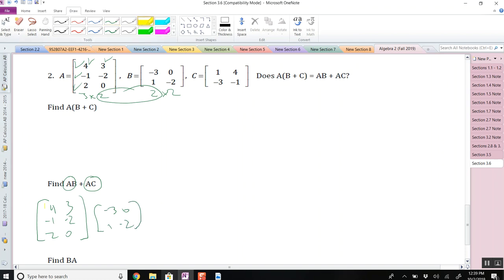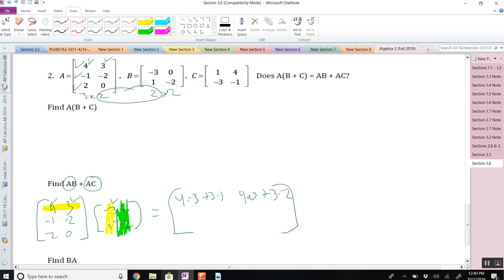What we're going to do is multiply the first row with the first column. So I'm going to do 4 times negative 3 plus 3 times 1. Notice I'm doing 4 times that number and then 3 times that number, and then I'm going to add the results. Then I repeat that, but now I'm multiplying the first row with the second column. So 4 times 0 plus 3 times negative 2.